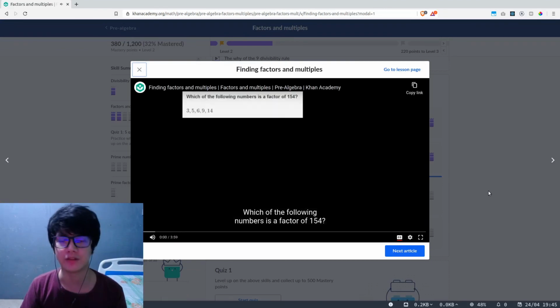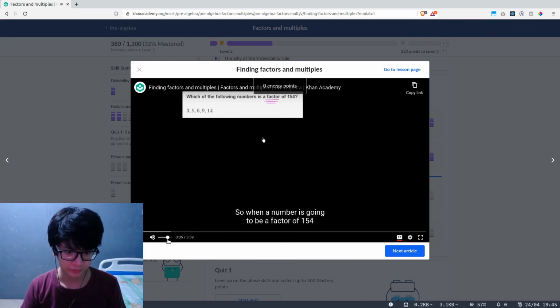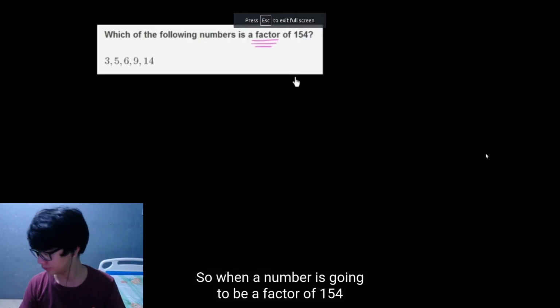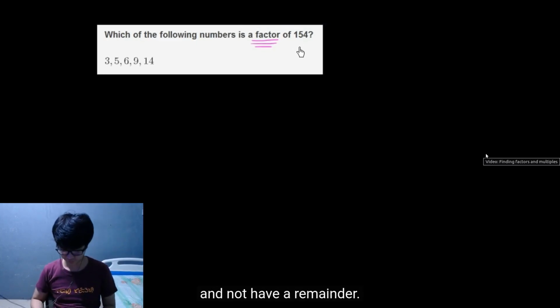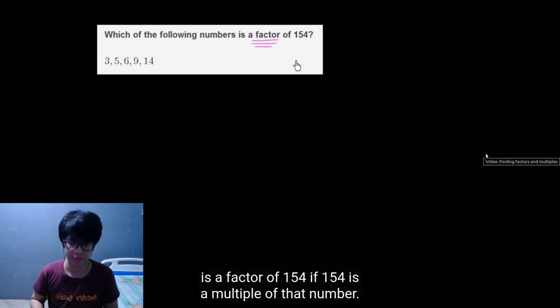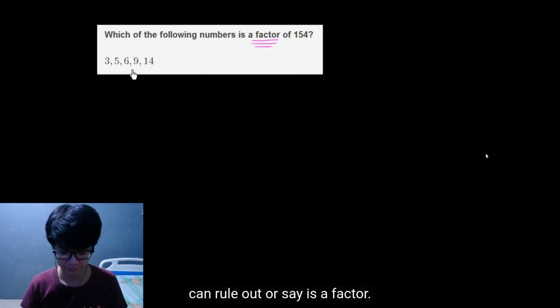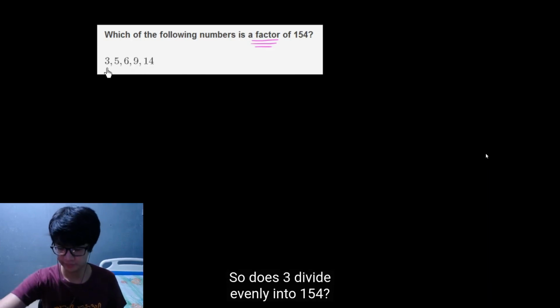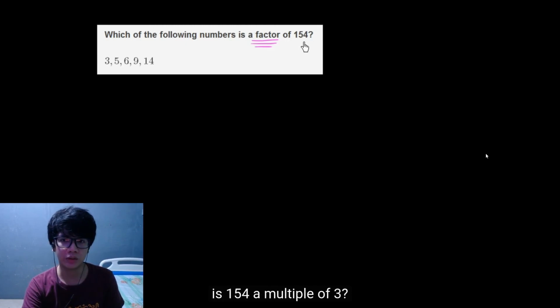Which of the following numbers is a factor of 154? A number is going to be a factor of 154 if we can divide that number into 154 and not have a remainder. Or another way of thinking about it, a number is a factor of 154 if 154 is a multiple of that number. So let's look at each of these and see which we can rule out or say is a factor. Does 3 divide evenly into 154? Or is 154 a multiple of 3?